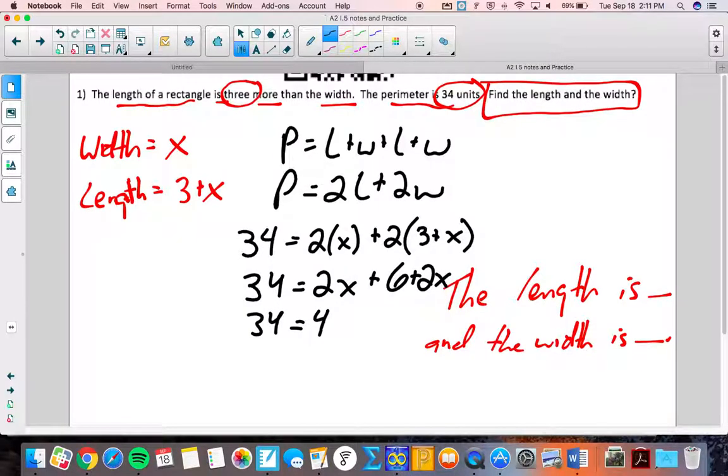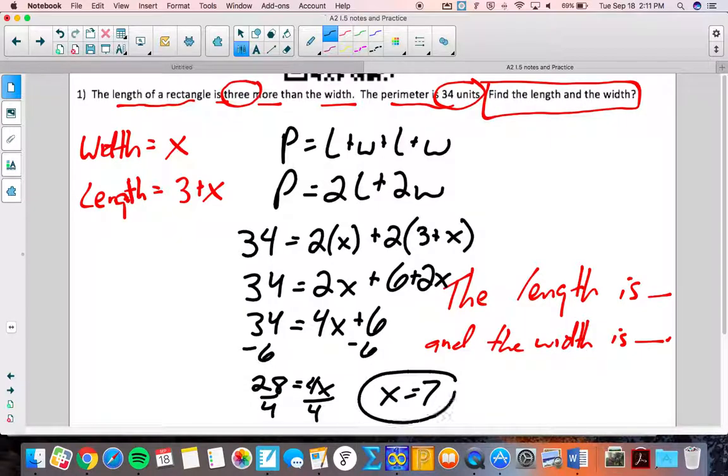When I combine like terms on the right, I get 4x plus 6. Subtract 6, you get 28 equals 4x. So then x equals 7. I'm going to circle that because that's a big deal and that's good. So now what does that mean? Well, that means the width is 7 and the length is 10. 3 plus 7. So the length is 10 and the width is 7.